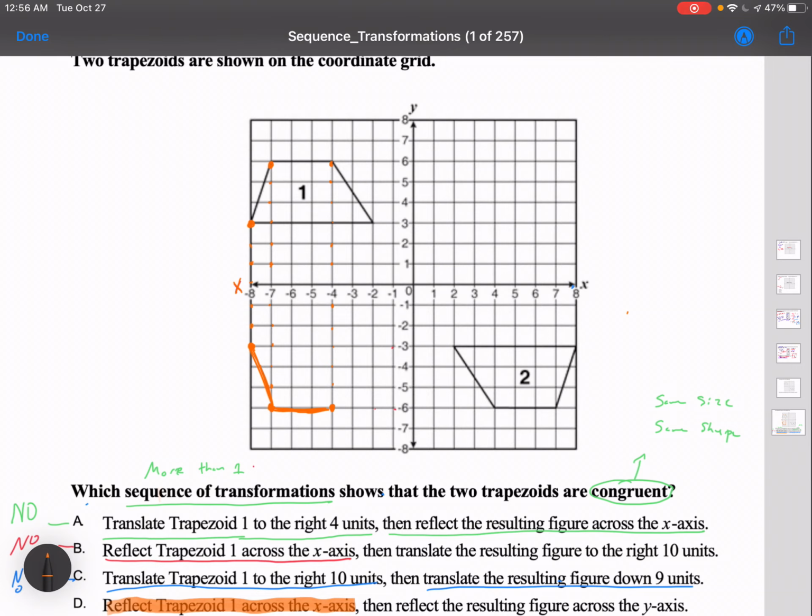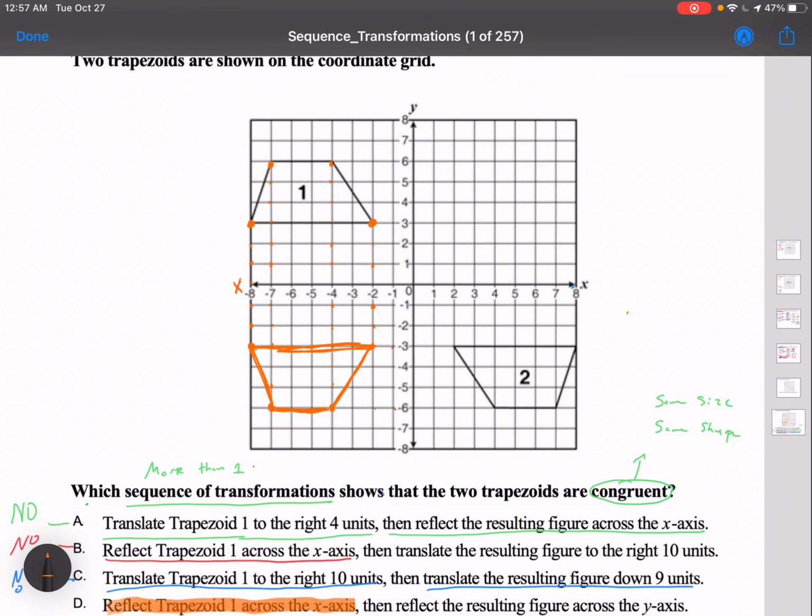And let's do it again. If I'm going up 3 for this point, I need to go down 3 to reflect it. 1, 2, 3. And now I've reflected it. Remember, think opposite. So I did the first part, reflect trapezoid 1 across the x-axis. And then it says to reflect again the resulting figure across the y-axis.